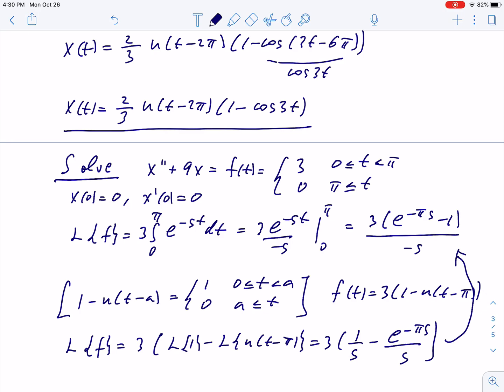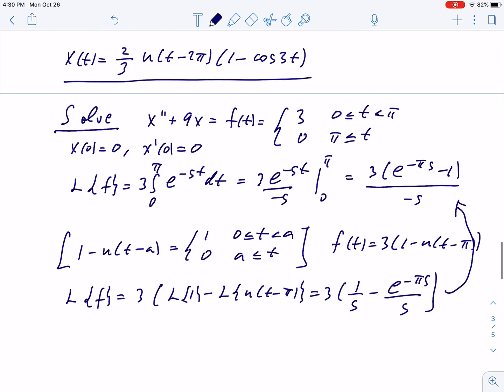And it's even written in a more convenient form. Either way, either using the definition or writing in terms of u. If you cannot write your function in terms of u, go with the definition. Now, applying Laplace to the equation, apply the Laplace transform to the equation.